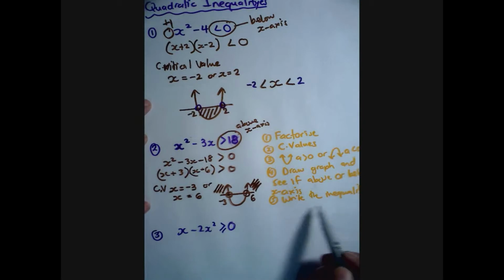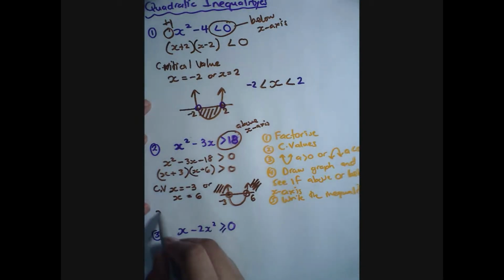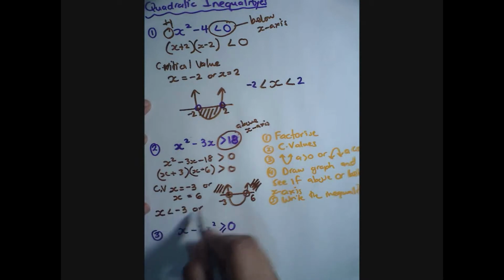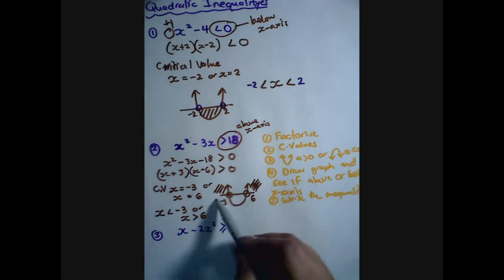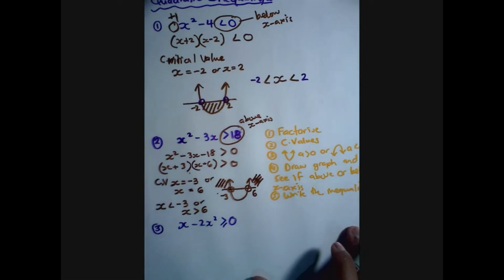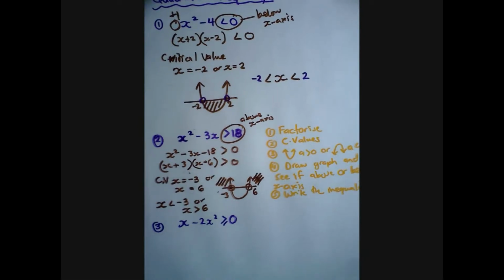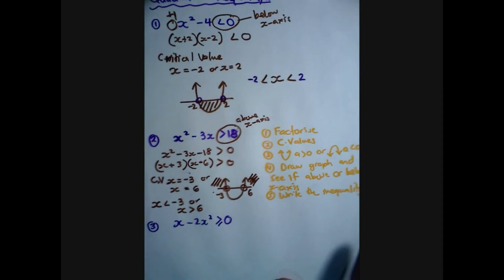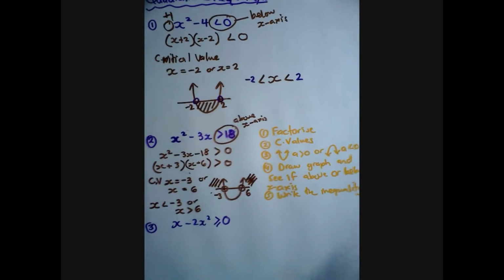So when I'm going to write the inequalities, I'm going to say this. X must be less than minus 3 or x must be greater than 6. So it can either be this or that. So that's my final answer. Easy peasy. Right, number 3 you need to do on your own now. Pause it and do number 3 and follow the rules exactly like before, and you should be fine.